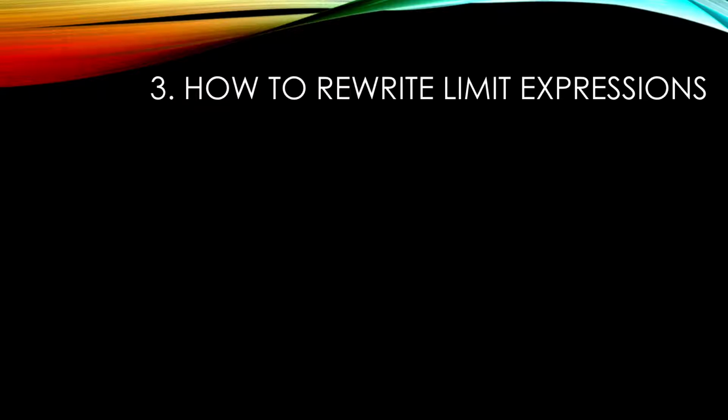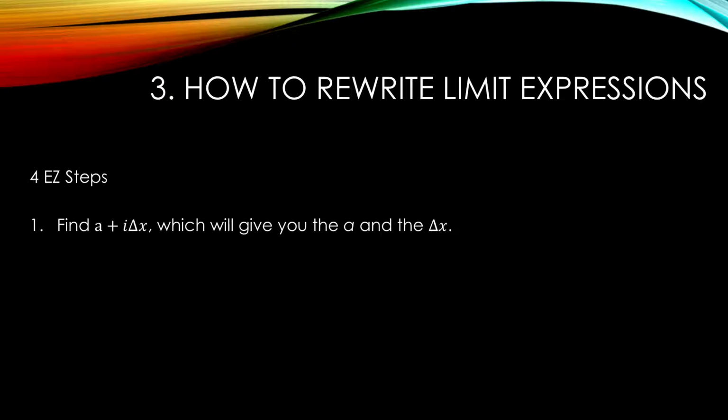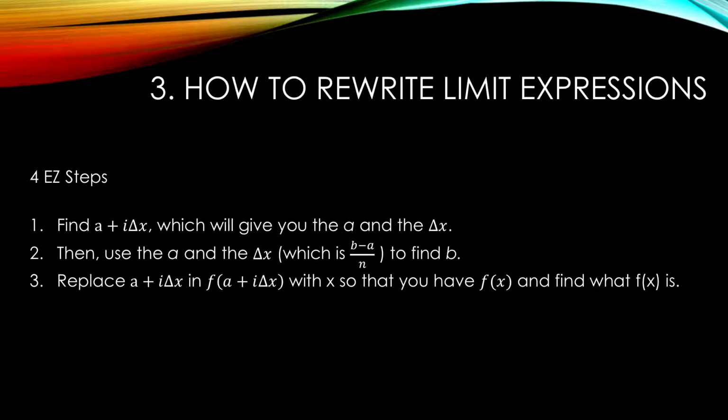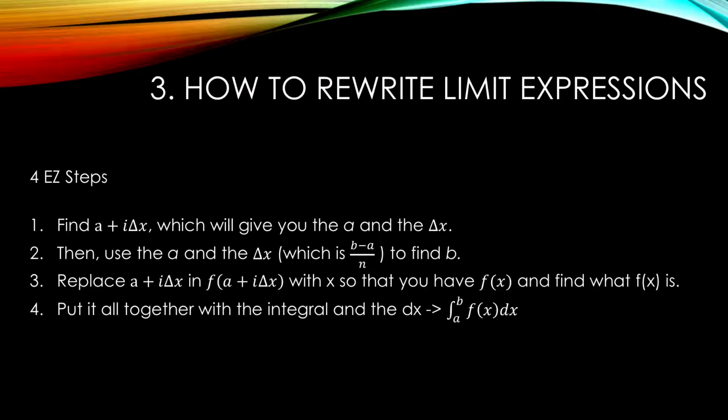Third, how to rewrite limit expressions. There are 4 easy steps. 1. Find a plus i delta x, which will give you the a and the delta x. 2. Then use the a and the delta x, which is also equal to b minus a over n, to find b. 3. Replace a plus i delta x in f of a plus i delta x with x, so that you have f of x, and find out what f of x is. And 4. Put it all together with the integral and the dx.